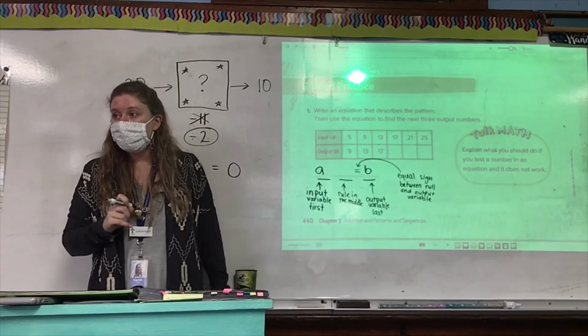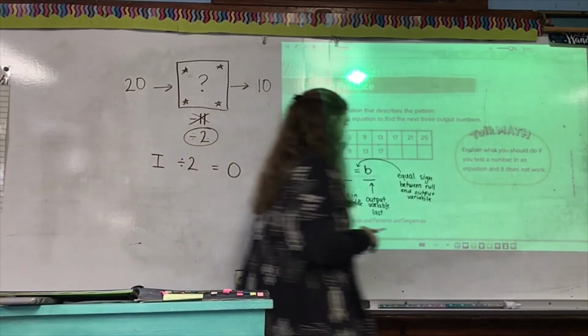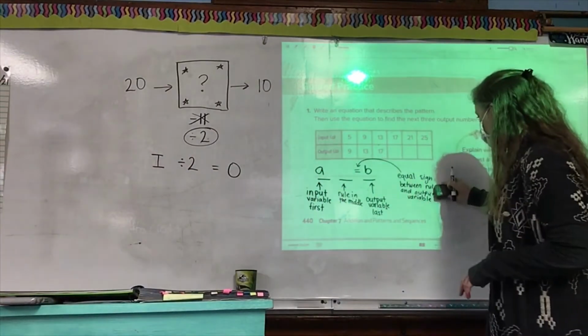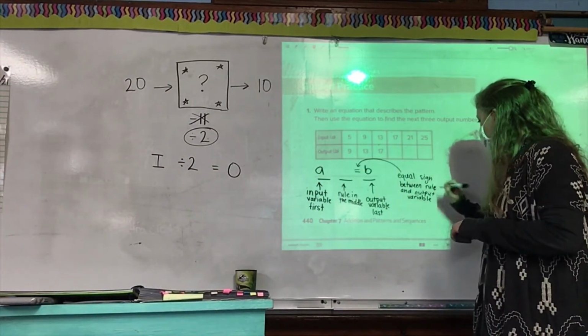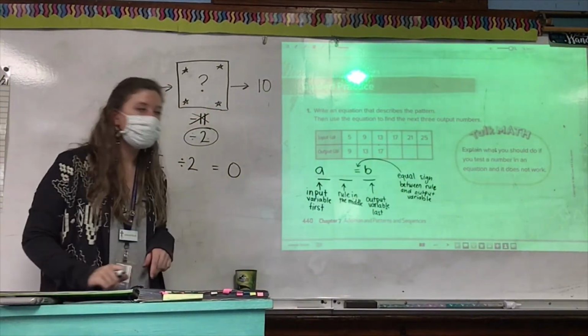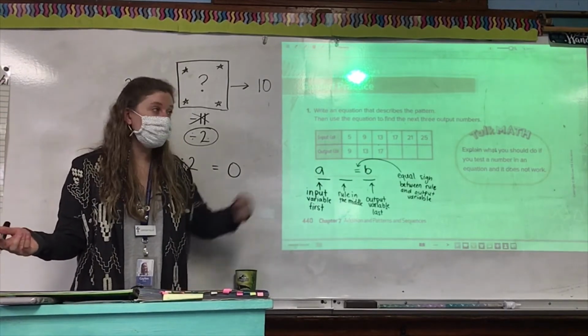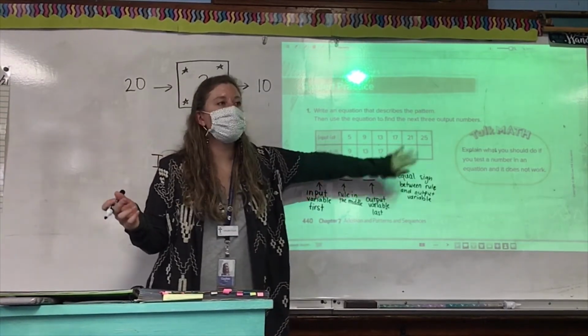Is that supposed to be rule after between? Yes, sorry. It is supposed to be rule, and it says roll, which is not a word. Yes. So equal sign between rule and output variable. So now we just have to figure out the rule, right? We've got our whole equation. We just have to figure out the rule and then continue it.